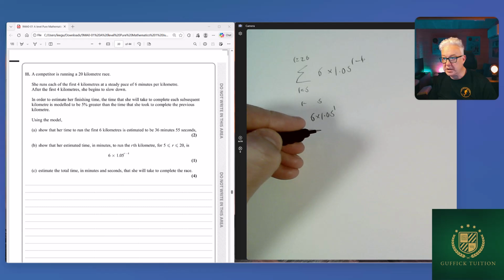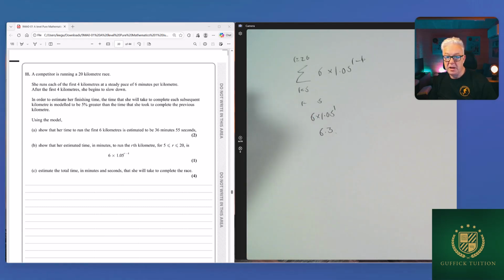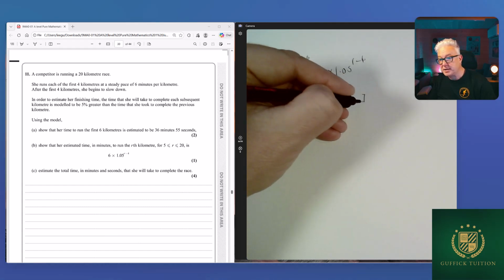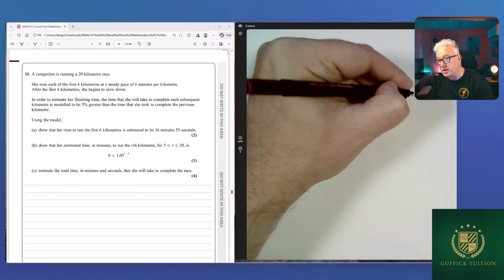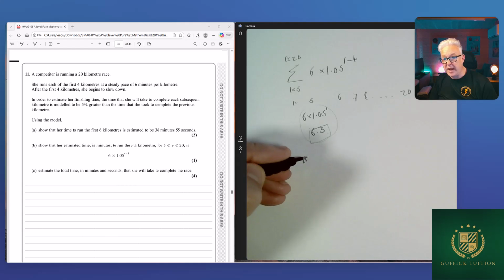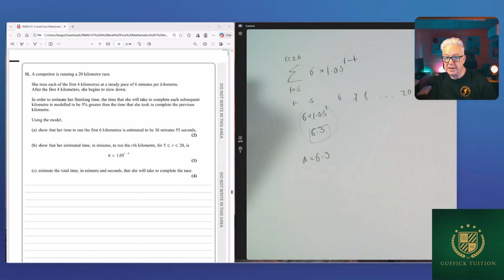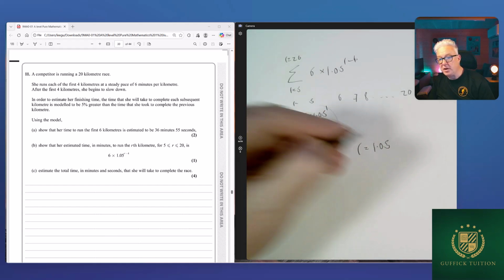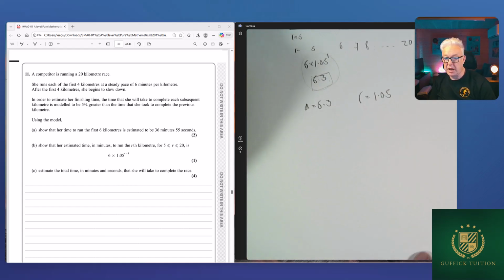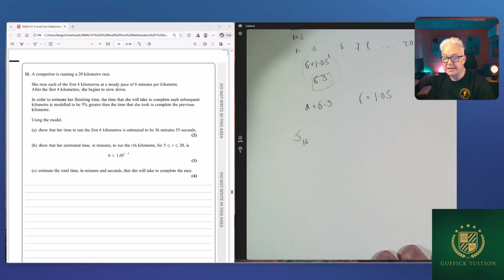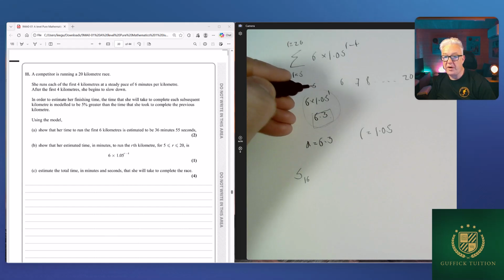We found out earlier that that was 6.3. That's the first term of our sequence because we've got the 5th, 6th, 7th, 8th, all the way up to the 20th to work out. So A is 6.3. Our common ratio is 1.05 because that's what we're multiplying by. So we can use the summation formula. Notice it's going to have 16 terms because we're going from 5 to 20.